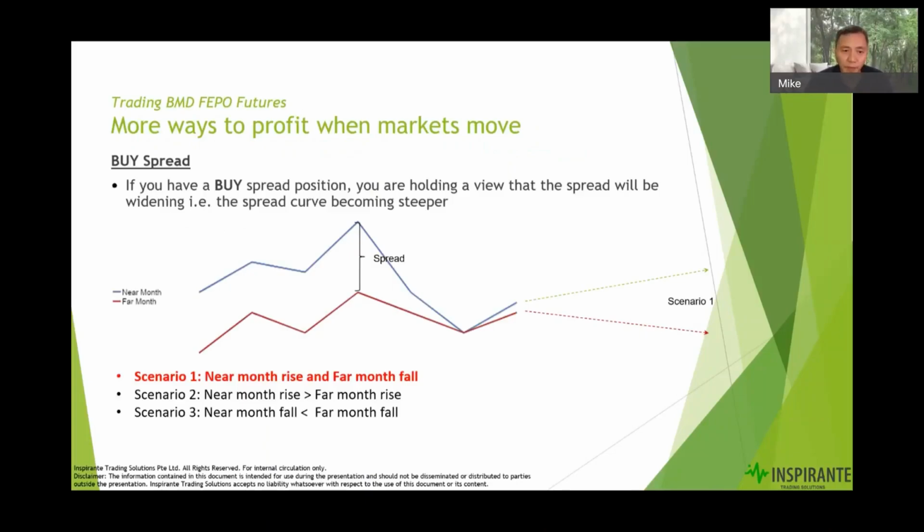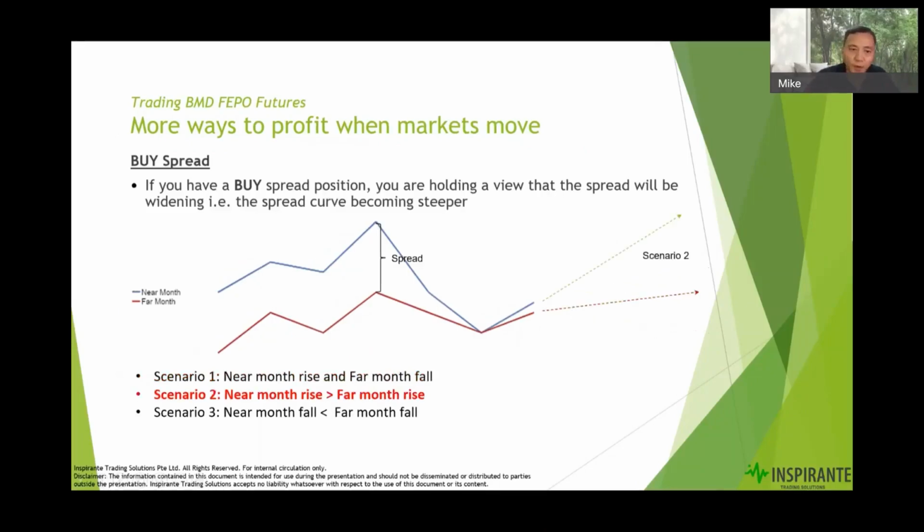First thing first, I did explain, taking a commodity calendar spread for example, if you are buying a spread, you're buying a near month and selling a far month. We call it a buy spread. When you buy a spread, what will happen for you to be profitable? Well, the near month will rise while the far month falls. From the point where you buy, the spread expands. So you'll be profiting if you go long here and exit over here. This is scenario 1.